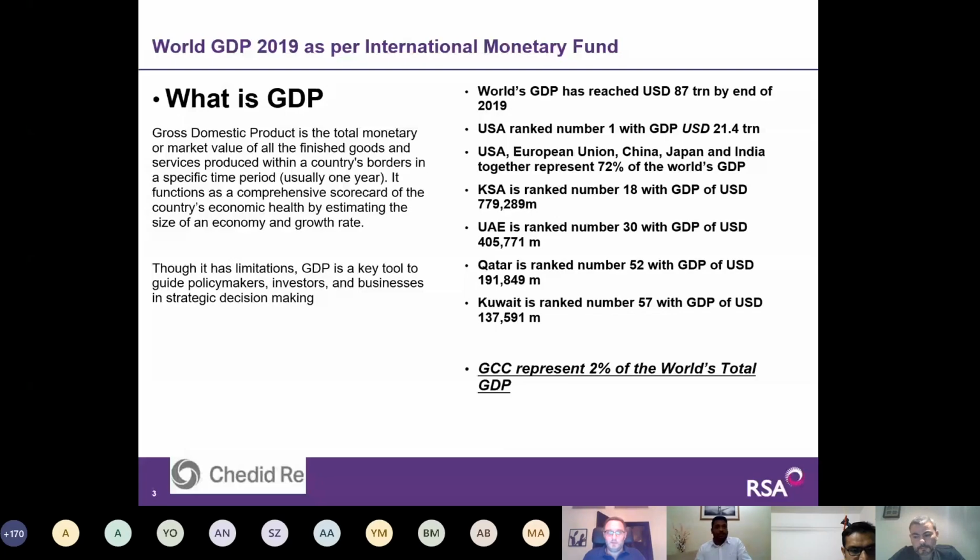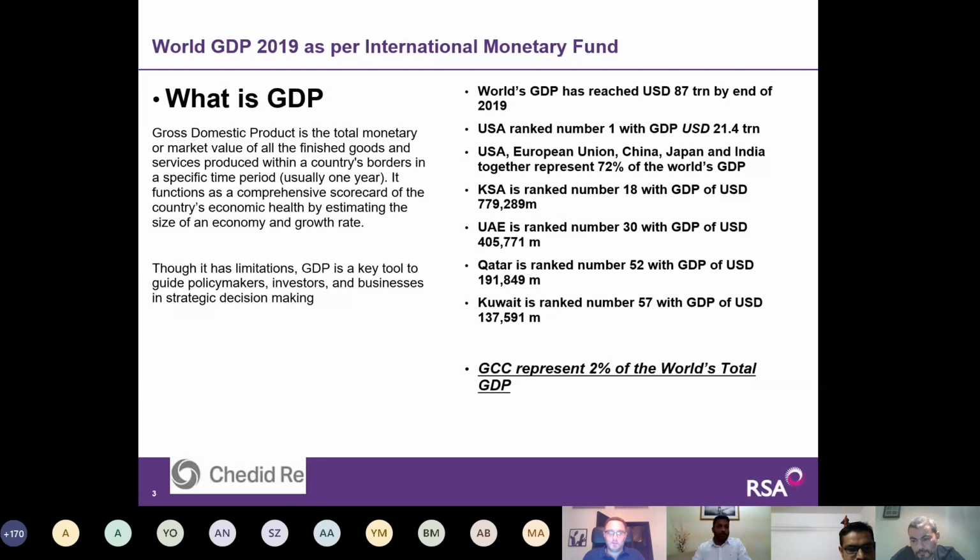So we will start by discussing what GDP is. Gross domestic product is the total monetary or market value of all the finished goods and services produced within a country's borders in a specific time period, usually 1 year. It functions as a comprehensive scorecard of the country's economic health by estimating the size of an economy and its growth rate. In other words, GDP is a number that expresses the worth of the output of a country in local currency.